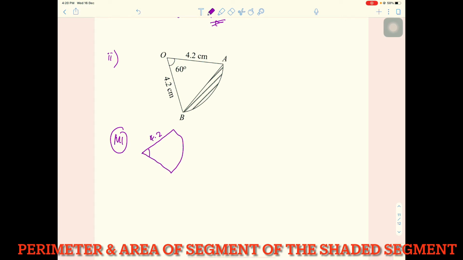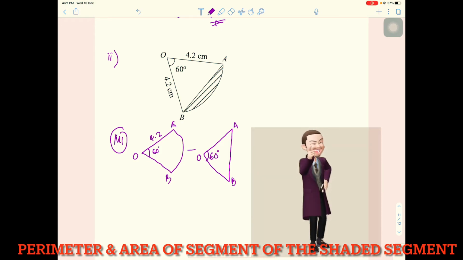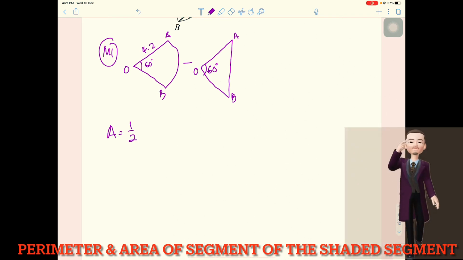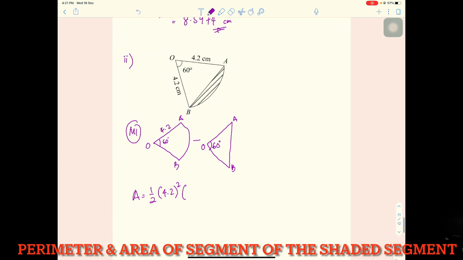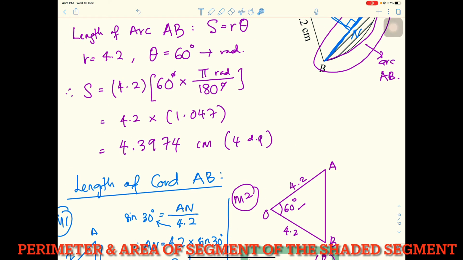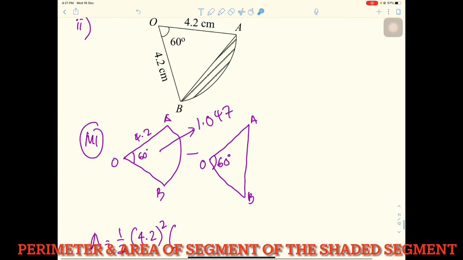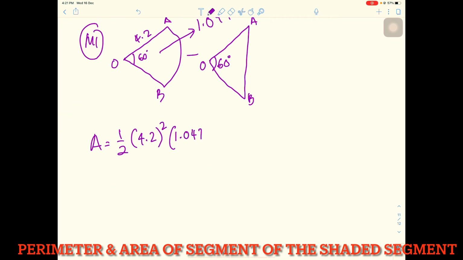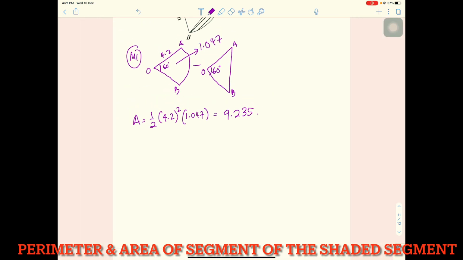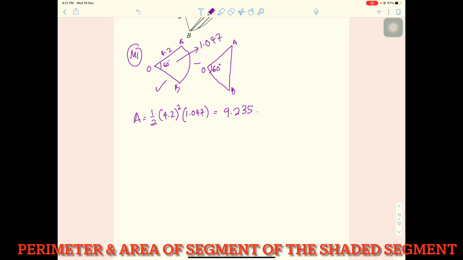The area is the sector with 60 degrees minus the triangle OAB, where the angle is 60 degrees. So find the area of the sector: A equals 1 over 2 r squared theta, with r equal to 4.2, and the sector angle is 60 degrees, which in radians equals 1.047, referring to the earlier working. So straight away, with 1.047, you will get the area equals 9.2335. Now the area of the sector is already known.